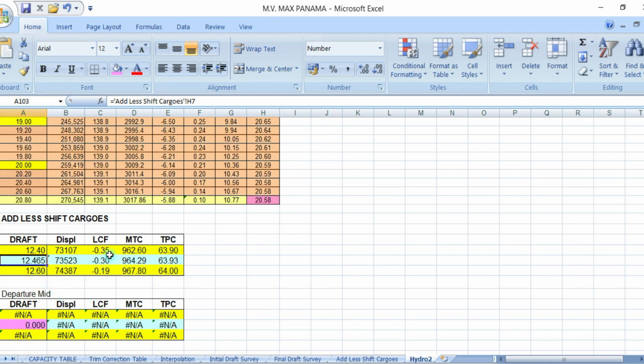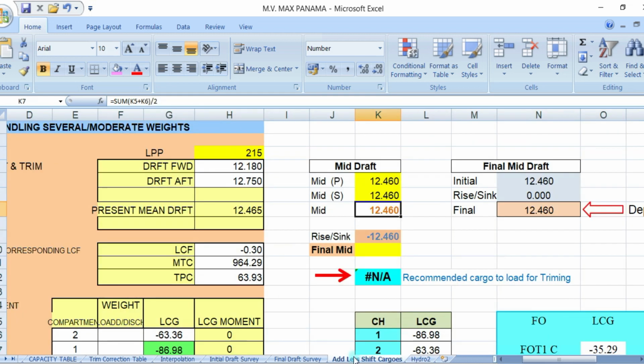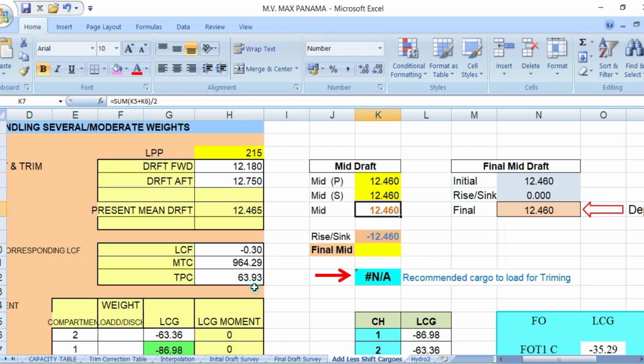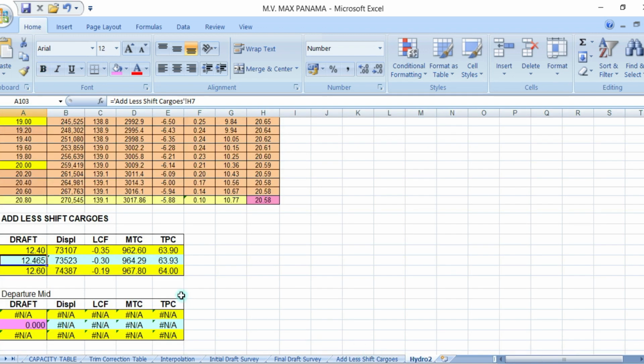12.465. The LCF is negative 0.30 and MTC is 964.29 and TPC is 63.93. Okay, we'll check. LCF is negative 0.30 and MTC is 964.29 and TPC is 63.93.